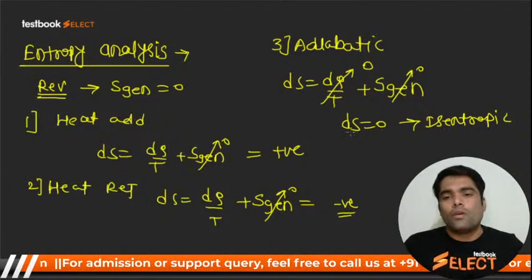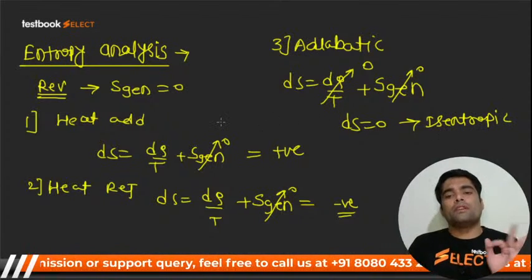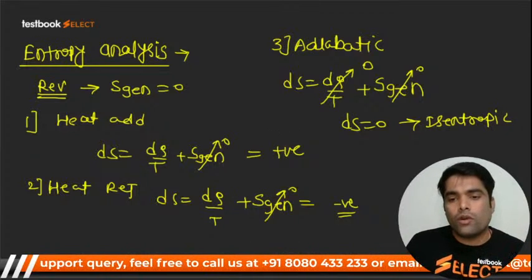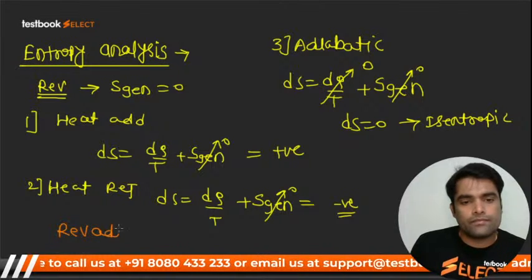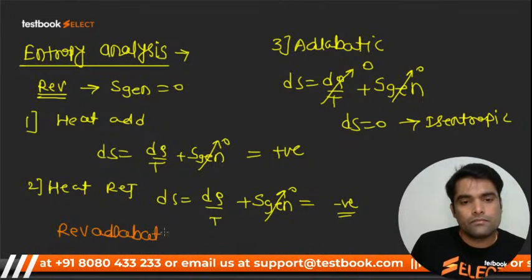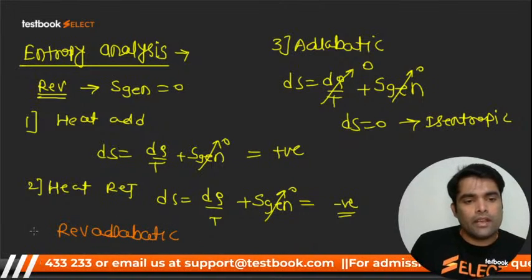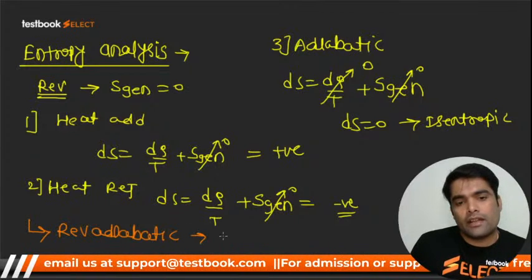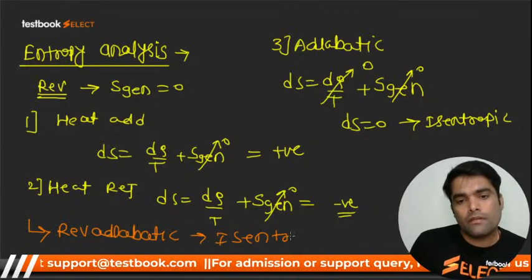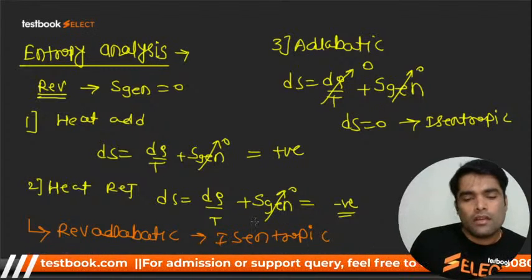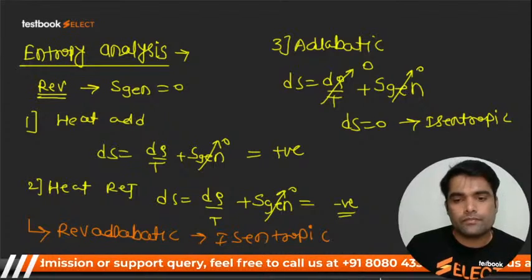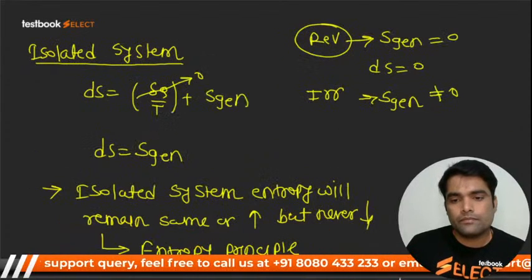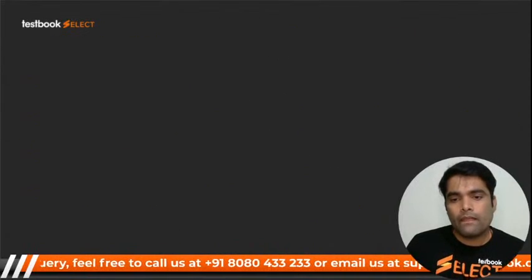So yes or no, every reversible adiabatic process is isentropic. But vice versa is not possible. How? I'll tell you. Okay, here we go.